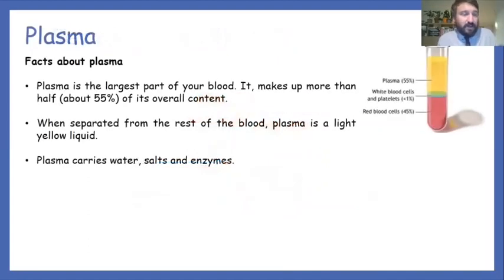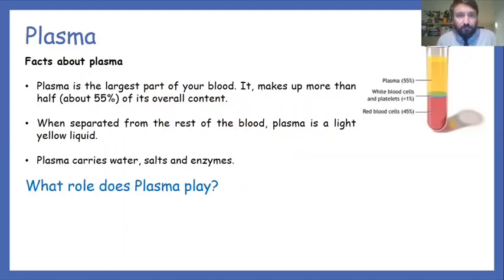So plasma, let's have a look. Oh, I hope the diagram's not in the way there. Facts about plasma. Plasma is the largest part of your blood. It makes up more than half, about 55% of its content. And you can see from that little diagram, when separated from the rest of the blood, plasma is a light yellow liquid, hence the orangey color that I went for. Plasma carries water, salts, and enzymes.